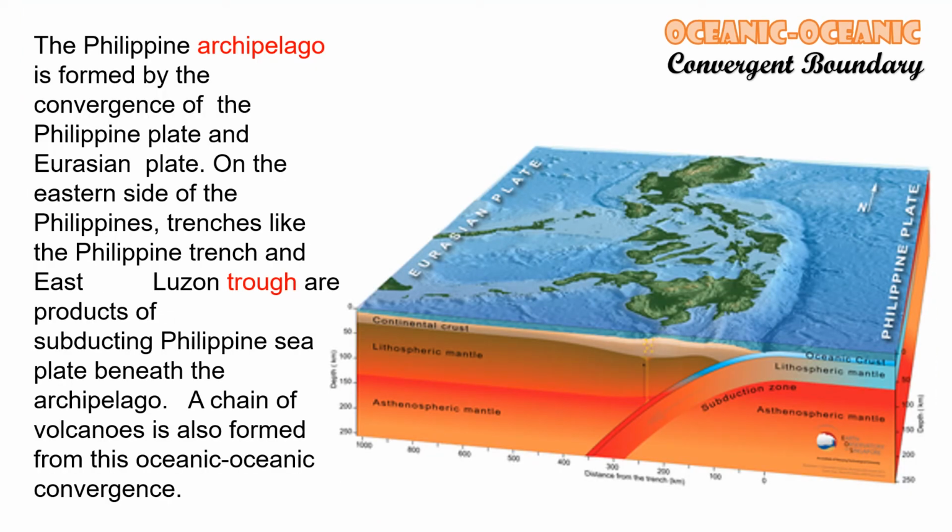An example of a product of the convergence of two oceanic lithospheric plates is the Philippine archipelago. What are the two plates involved here? Yes, it's the Eurasian plate and the Philippine plate.